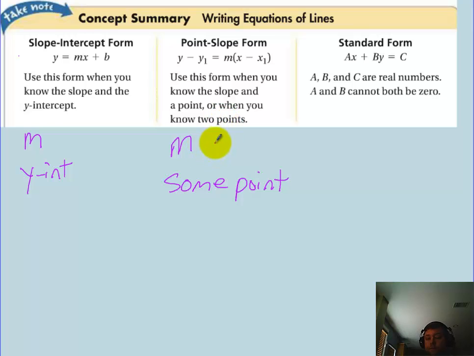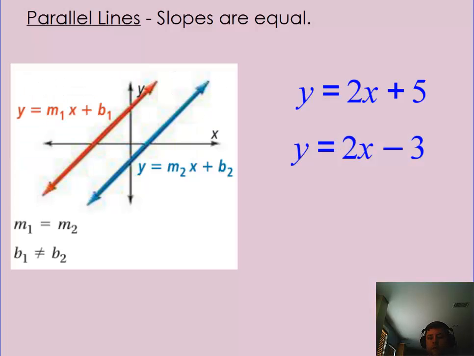Or when I know 2 points, because if I know 2 points, I can come up with the slope. Standard form, I don't think you really use this much. You'll see it written that way sometimes, but the focus really is on slope-intercept and point-slope form. All right? So let's look at another few things, and you learned this last year too.